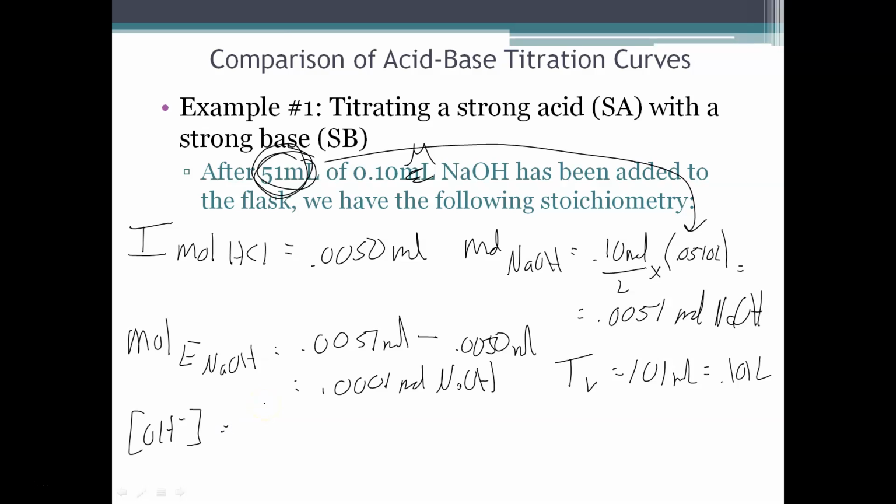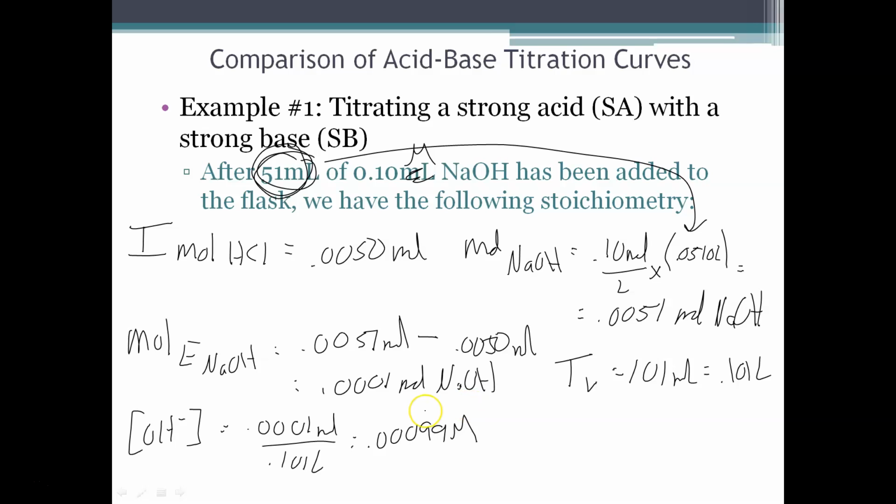Okay, so this is our lesson on pH and pOH, all coming back here and using it for another lesson on titration curves. So the concentration of hydroxide is 0.0001 moles over 0.101 liters. And that gives me 0.00099 molarity, okay, molar hydroxide.